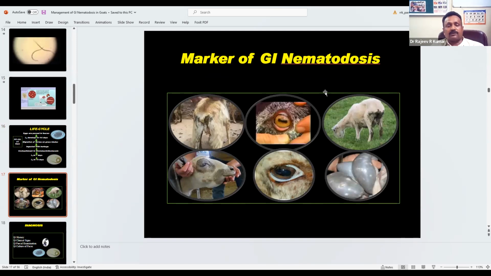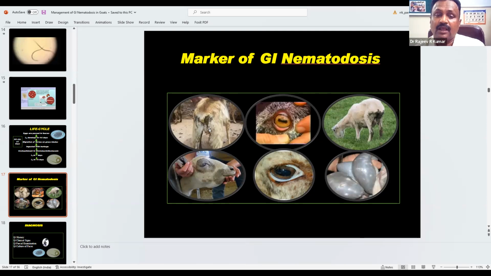Now, one thing is important: how do farmers think that their animal is infected with gastrointestinal nematodes? These are the markers. Marker means if such types of signs are exhibited by the animal, then we can think about the incidence of gastrointestinal nematodes. But it is not a thumb rule. These are only signs of gastrointestinal nematodes, but some signs are also exhibited by other parasitic infections.